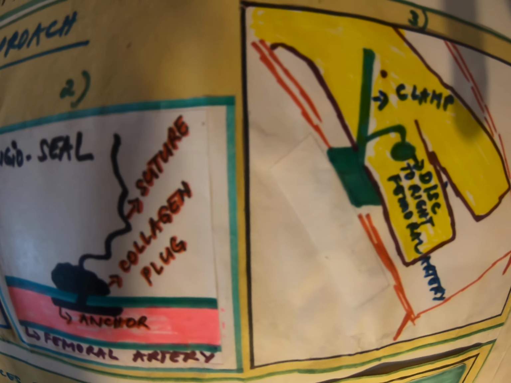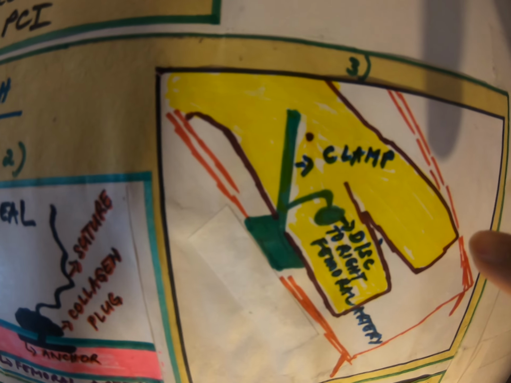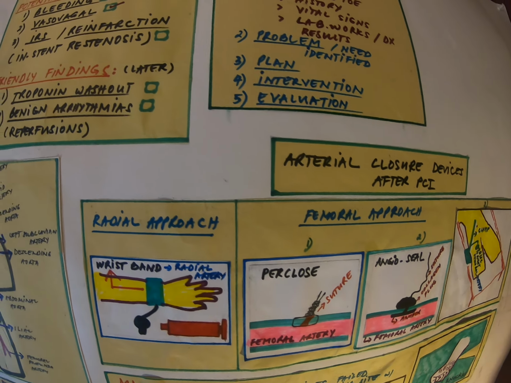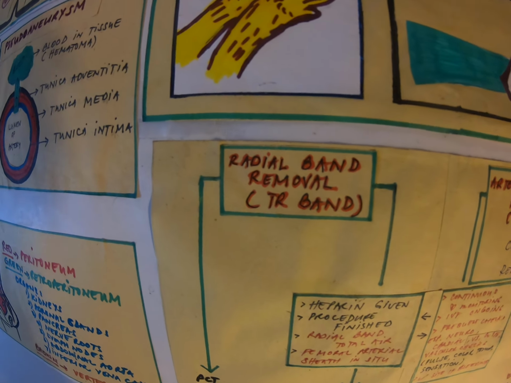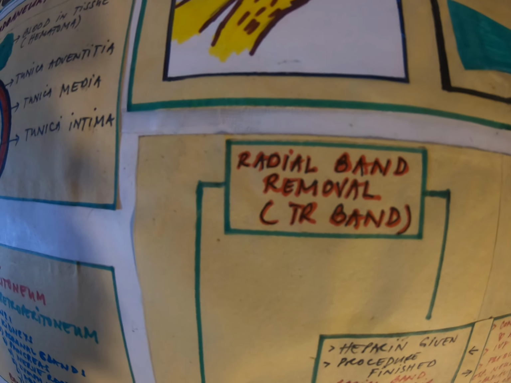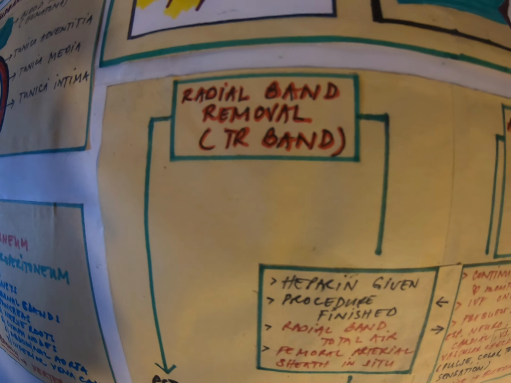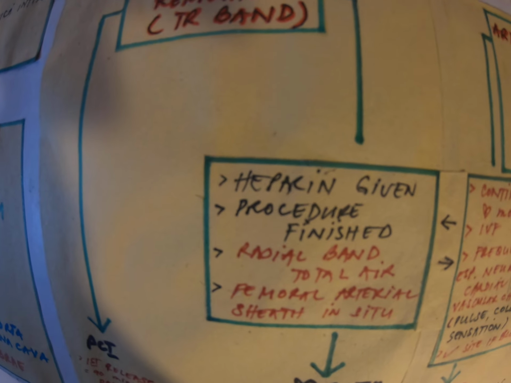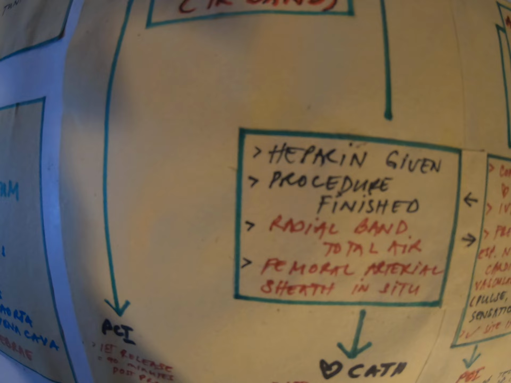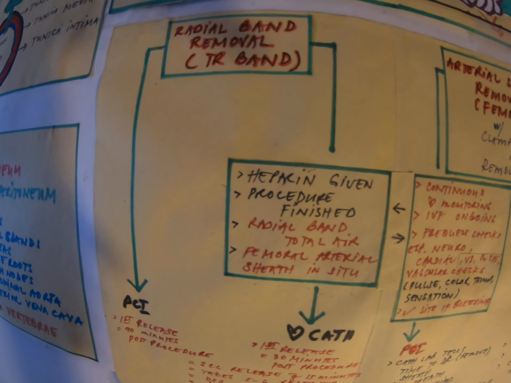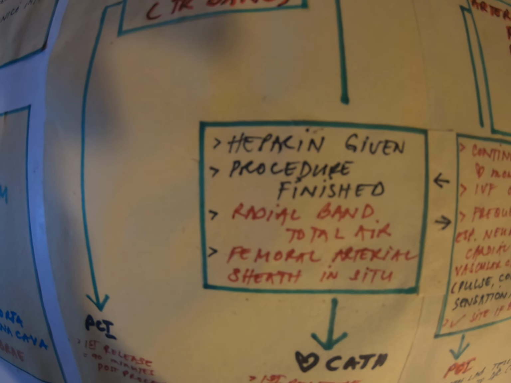And there is also, when the patient comes back, rare cases, we get a patient with arterial sheath because now we'll be dealing with its removal and clamp application and clamp removal. Okay. So there are two patients here with different sites. So with radial band or transradial band removal, usually the cath lab nurse will tell you how much heparin was given, the time the procedure was finished, radial band, how much cc of air is injected, and if the patient comes back with arterial sheath in situ.